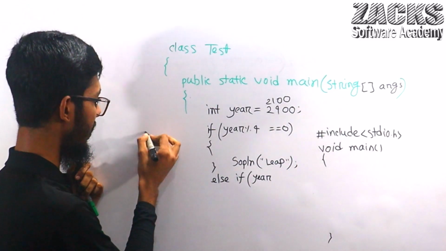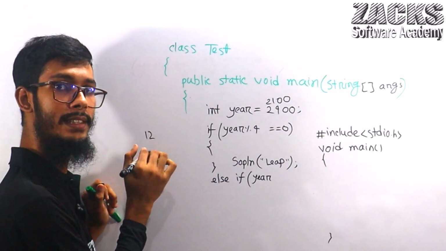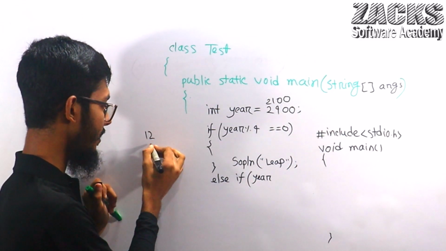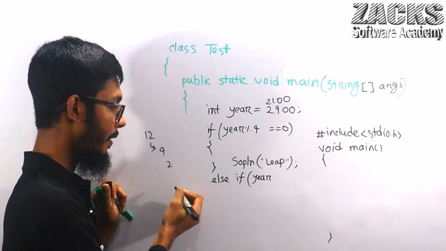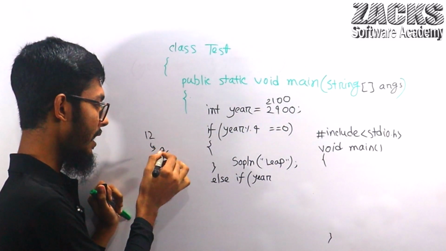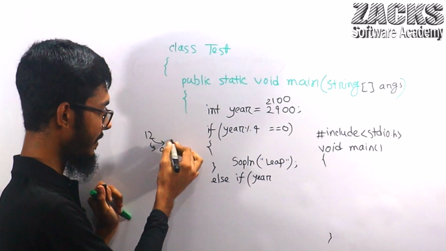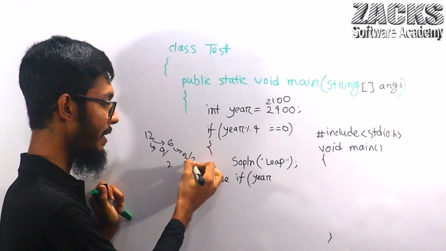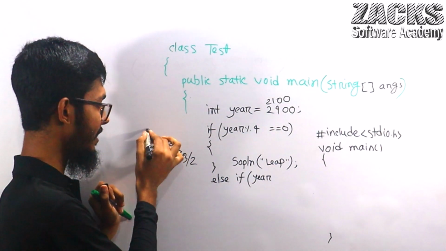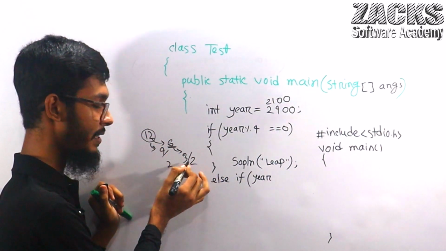Consider 12. You can divide this by 4, right? Also you can divide it by 2, 1. Why? Because 4 is divisible by 2. Now consider that you can divide this number by 6. Certainly you can divide it by 3 and also by 2. You can divide 12 by 6 because 6 is divisible by 3 and 2.